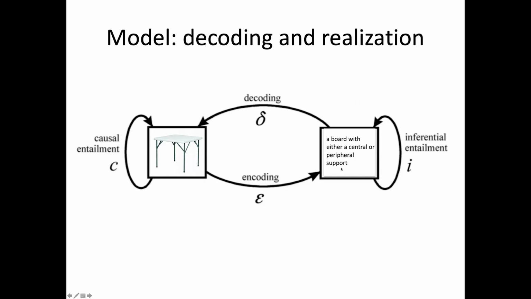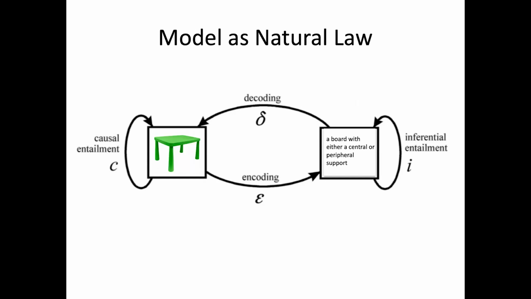Based on the model of a board with either a central or peripheral support, we can already fabricate and build tables of different materials. It can be metal, plastic, different things. So when we have this situation, we can say that the model became a natural law, that we need only the model to surrogate any natural system that belongs to that model.